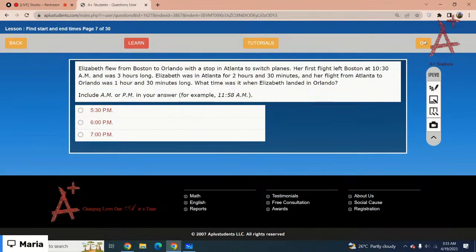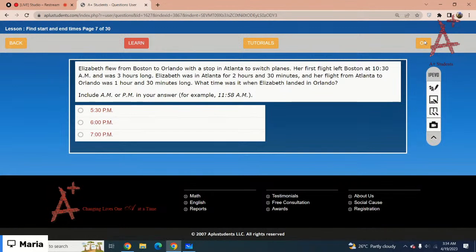Okay, Elizabeth flew from Boston to Orlando with a stop in Atlanta to switch planes. Her first flight left Boston at 10:30 a.m. and was 3 hours long. Elizabeth was in Atlanta for 2 hours and 30 minutes and her flight from Atlanta to Orlando is 1 hour 30 minutes. What time was it when Elizabeth landed in Orlando? Got it? Just calculate the total time.